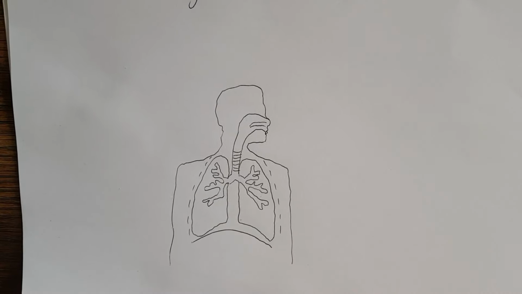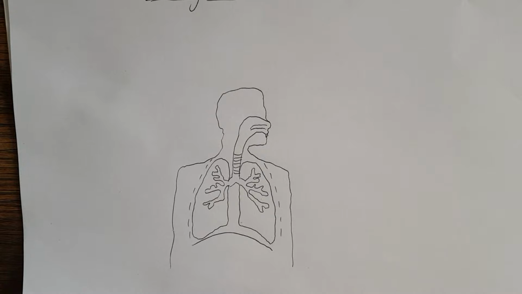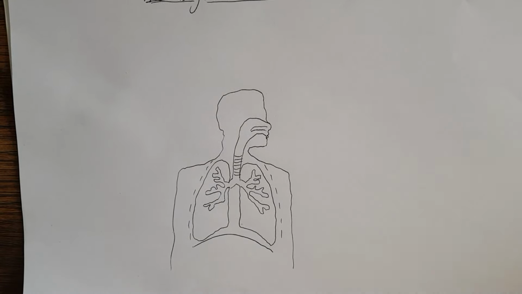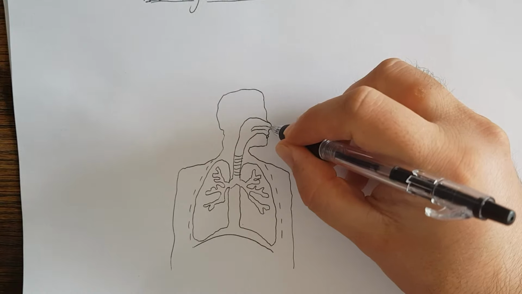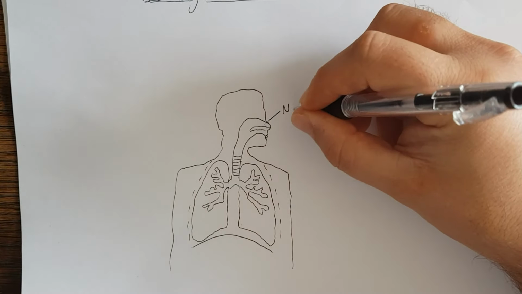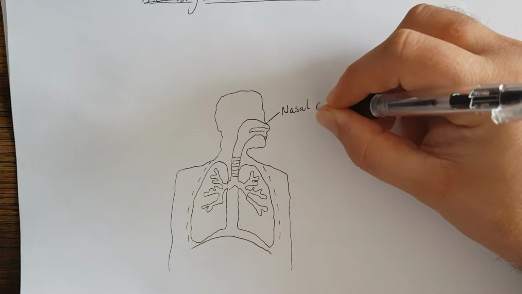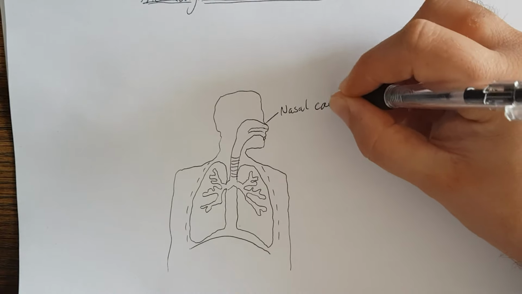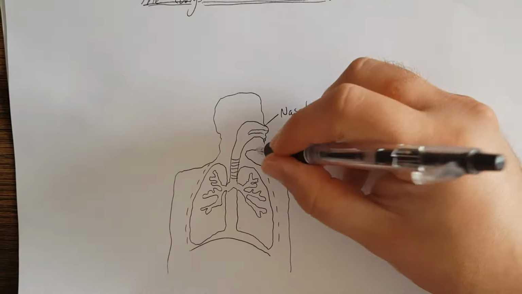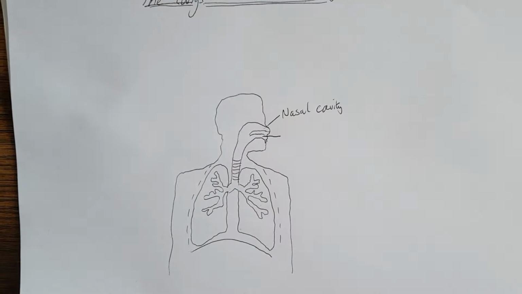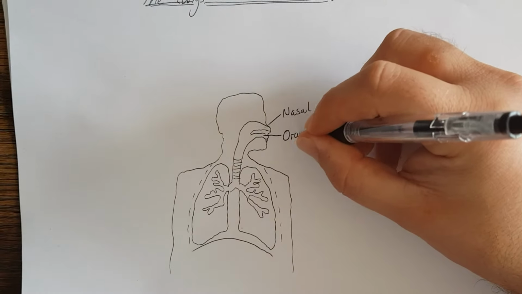I've got here a drawing of a cross-section of a person and what we look like inside. We've got some key parts that we need to know. So we've got this first bit up here just behind our nose. This is our nasal cavity. When you breathe in through your nose, that's where the air is going into. We've also got one in our mouth as well, our oral cavity.